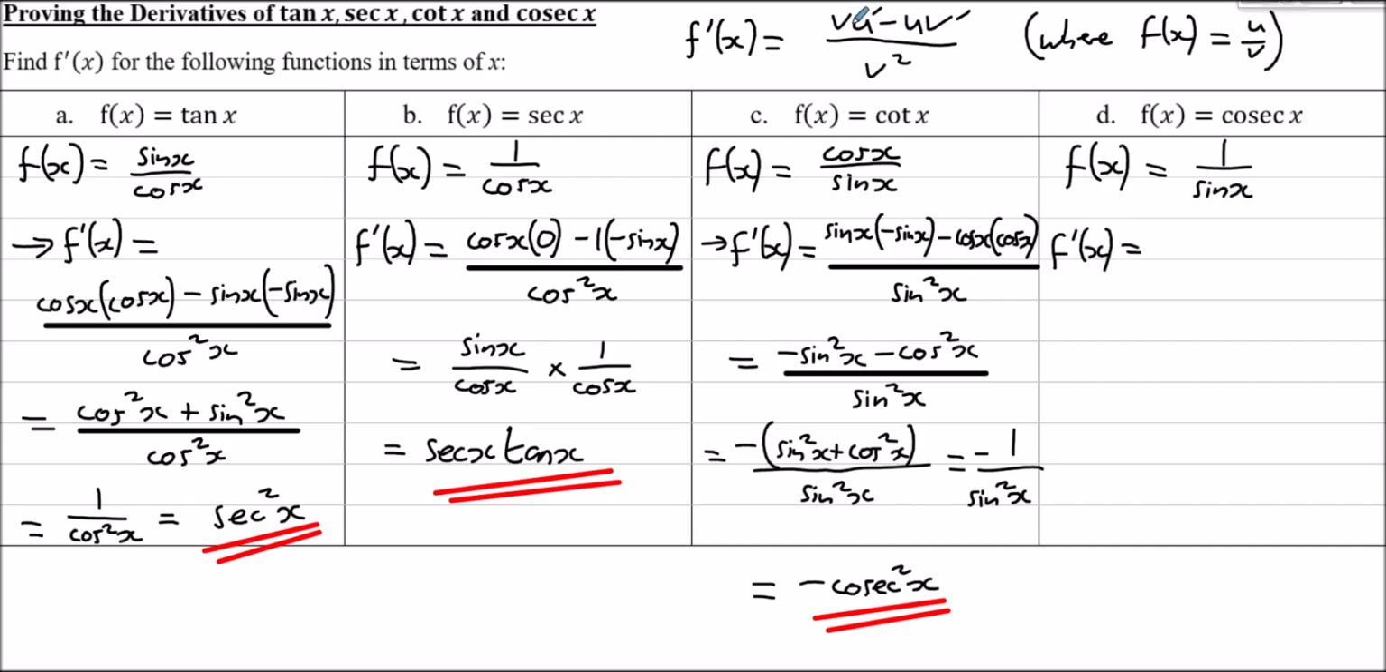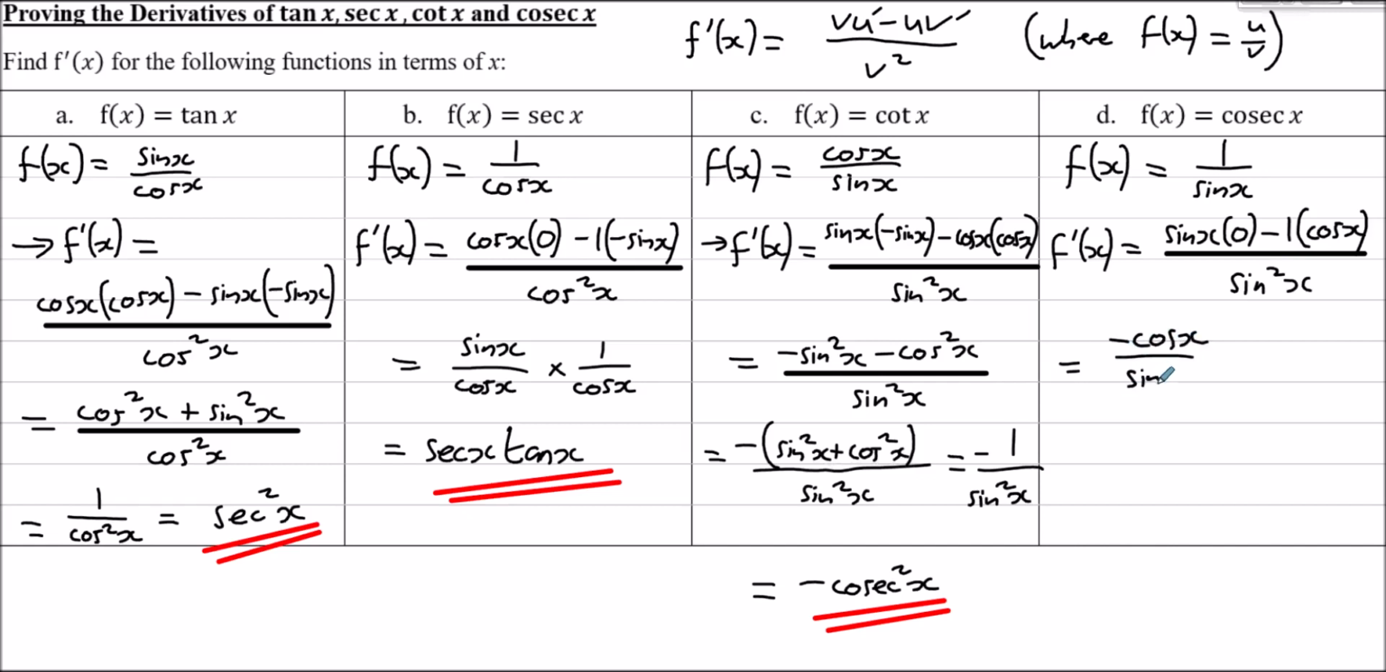is going to be the denominator, sine x, times u dashed. 1 differentiates to 0, minus u, which is the numerator, which is 1, multiplied by the derivative of the denominator, which is cos x. And that's all going to be divided by the denominator squared, which is sine squared. So this one is just going to be minus cos x over sine squared.